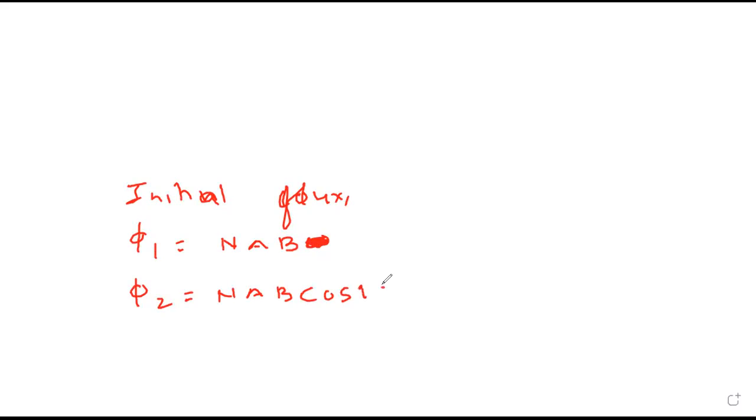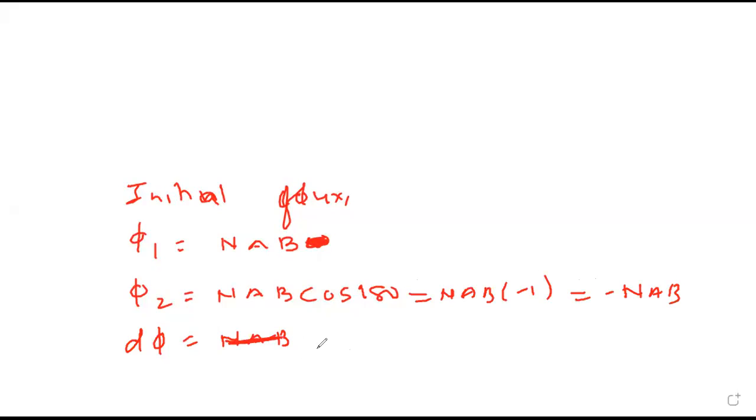Cos omega t is cos 180, because it has rotated by half revolution. So if the coil is rotated by half, that means it is rotated by 180 degrees. So d phi will be NAB minus 1, equals minus NAB. So d phi will become minus 2 times NAB.